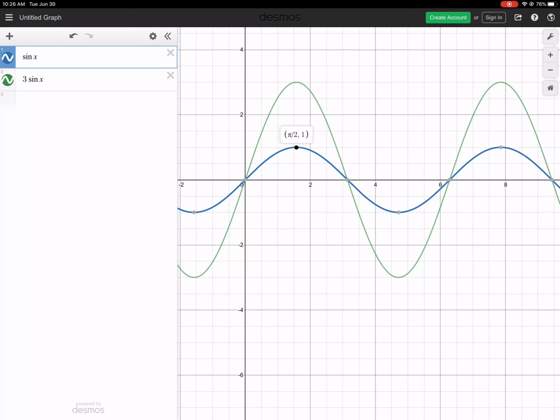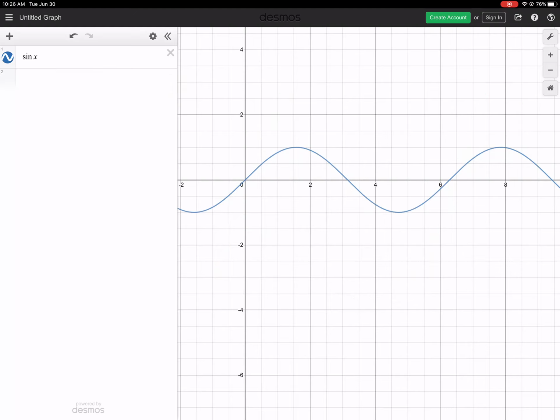See, in my regular sine wave, I get to 1. In this new sine wave, because I'm multiplying everything by 3, I get all the way up to 3, all the way down to minus 3. My amplitude is the absolute value of this number 3 in front. And I can't write it on here, but I'll just tell you that the amplitude is indeed 3.